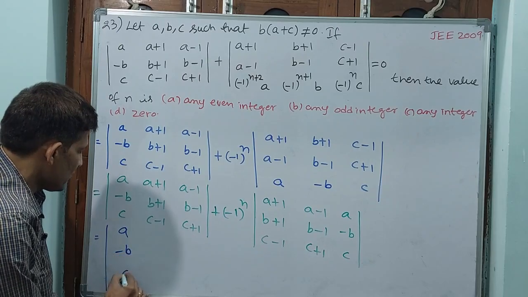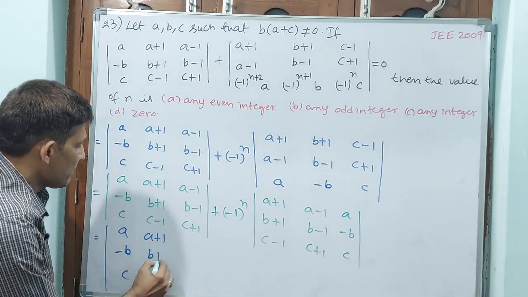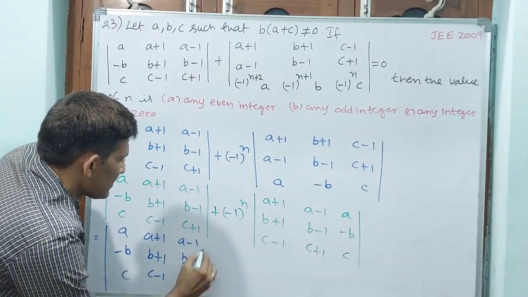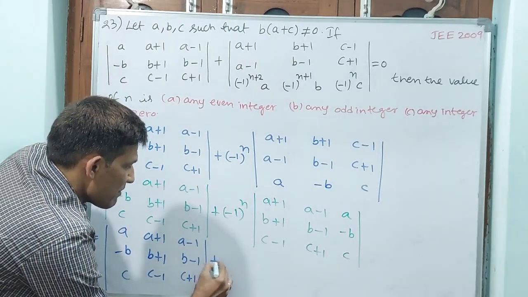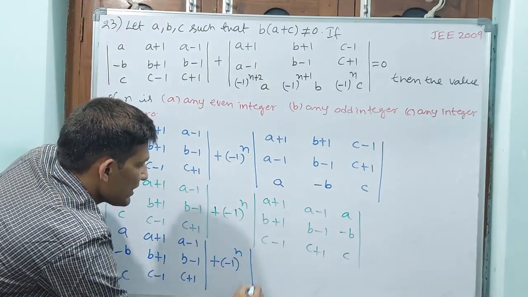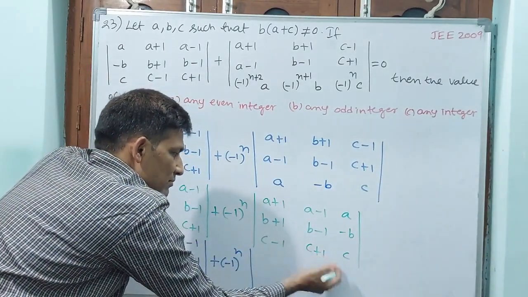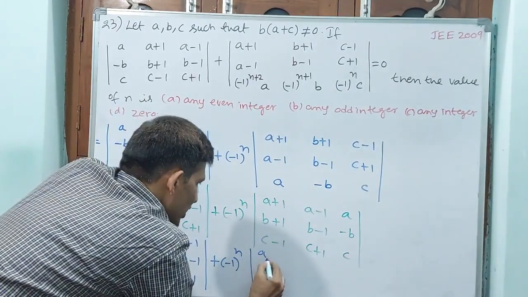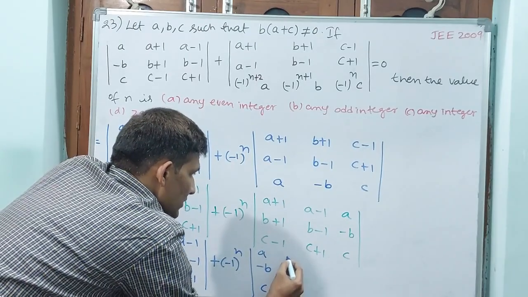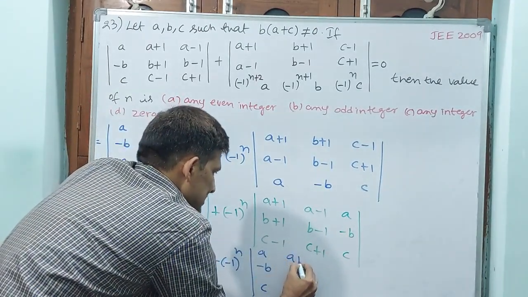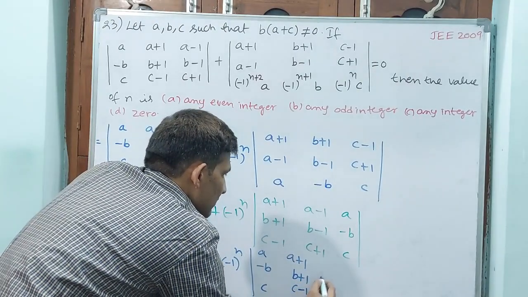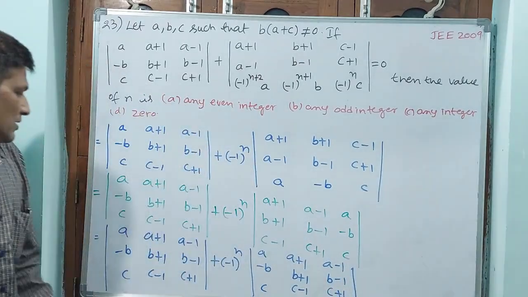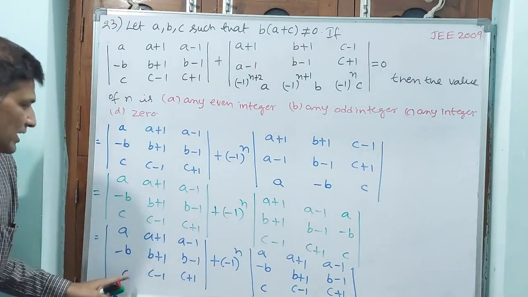A minus b, c; a plus 1, b plus 1, c minus 1; a minus 1, b minus 1, c plus 1. Close. See, this plus I am making minus 1 power n, same like it is coming. First one time, second time plus. One time minus, another time plus. Write down a minus b, c. Okay? Copy this: a plus 1, b plus 1, c minus 1; a minus 1, b minus 1, c plus 1. Close. Now you tell me both determinants are same.